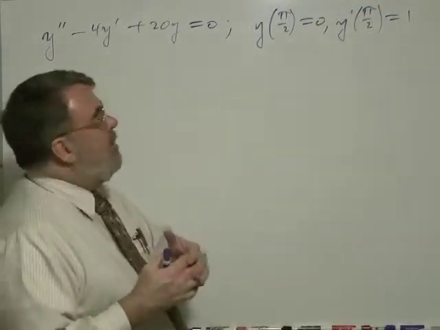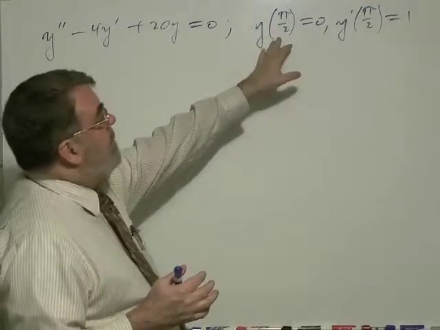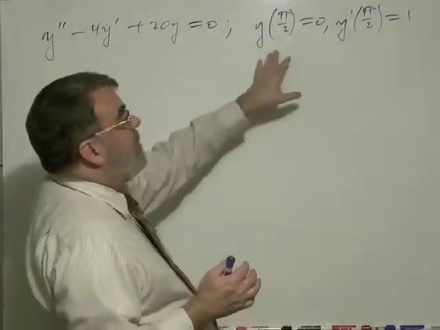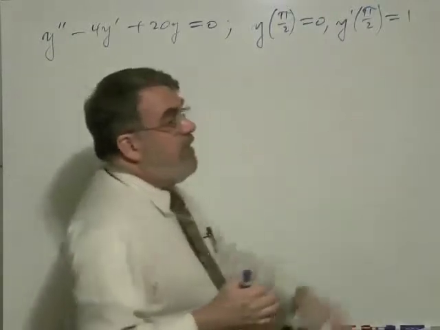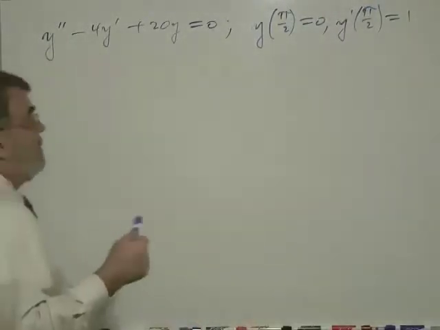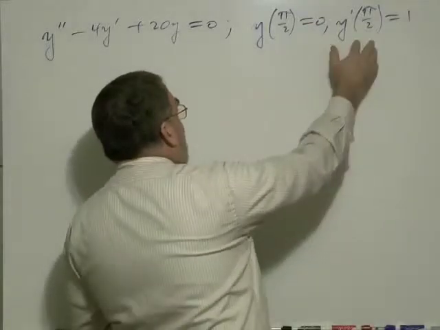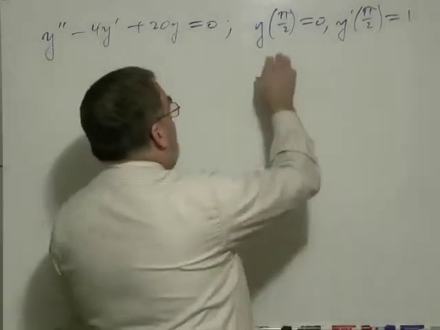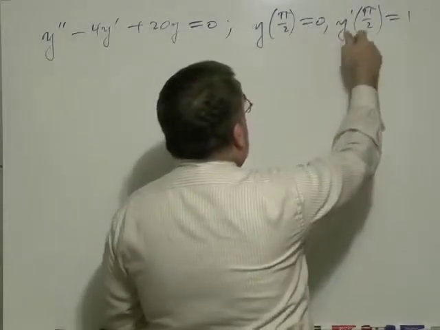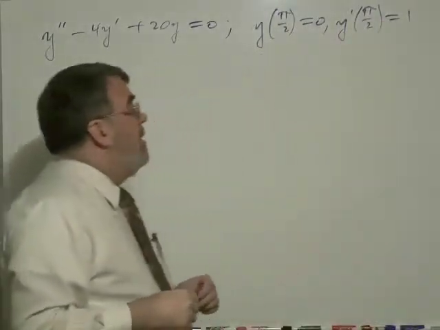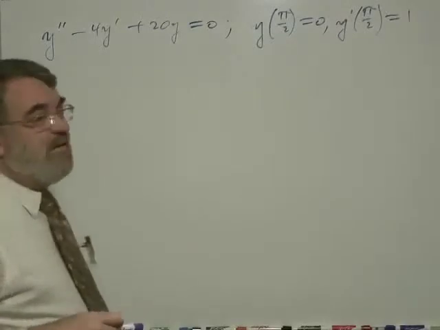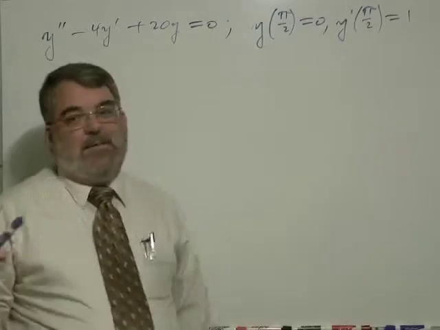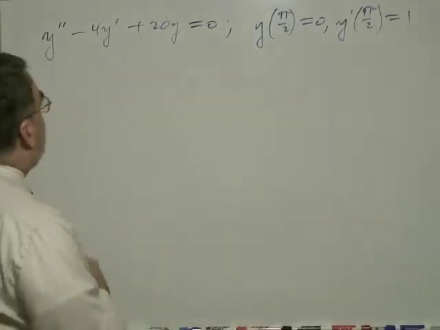It's typical to have one associated with the function, and one associated with the derivative of the function. For example, this might be position and velocity. Normally these initial conditions are y at 0 equals a number, y prime at 0 equals a number. Seeing the pi over 2's there tells me this probably involves sines and cosines and complex numbers. So anyway, let's go about this.